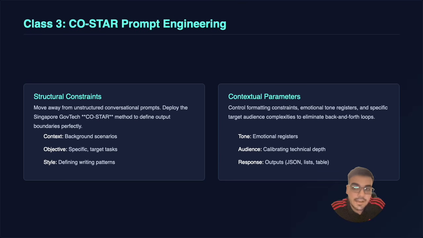Fifth one is define your audience. You identify the target reader. A report written for a technical developer requires very different vocabulary and detail than a report written for a business executive. Sixth one is response. You define the exact output structure, such as JSON, bullet points, or a markdown table. Using CO-STAR replaces the model's default assumptions with clear constraints, eliminating multiple rounds of back and forth editing.